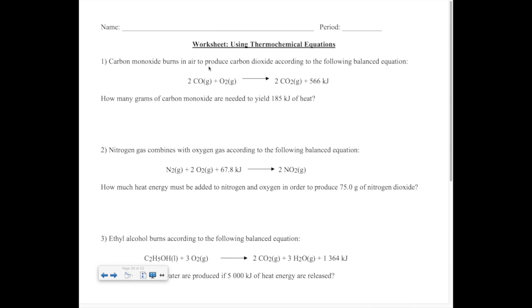Your homework is to complete the worksheet, Thermochemical Equations. There are 4 questions to do, so have a great day.